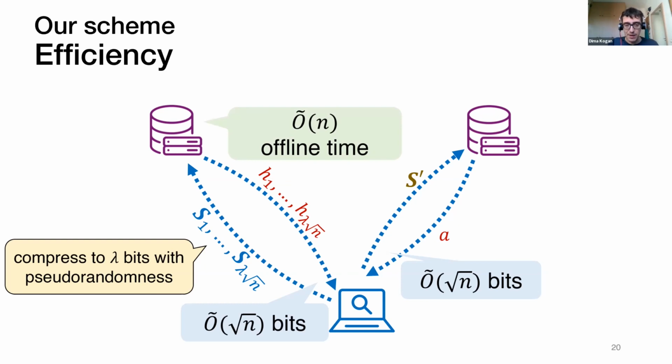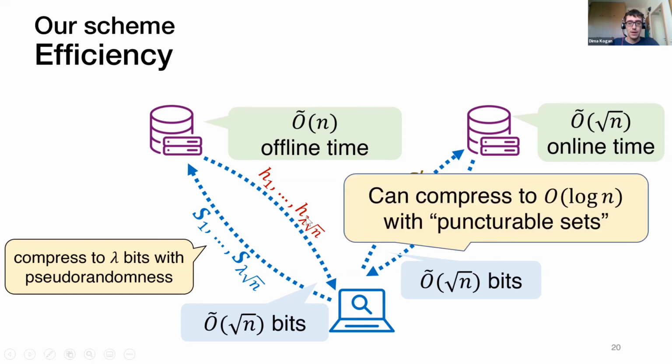In terms of time, in the offline phase, the server needs to process the entire collection of sets, which is about linear time. And in the online phase, the server only needs to process a single set, which has size square root of n. And as I mentioned before, we can actually use a little bit of extra tricks to compress the online communication to be order log n by finding a more compressed representation of these puncturable sets, these sets with I or some index being removed.